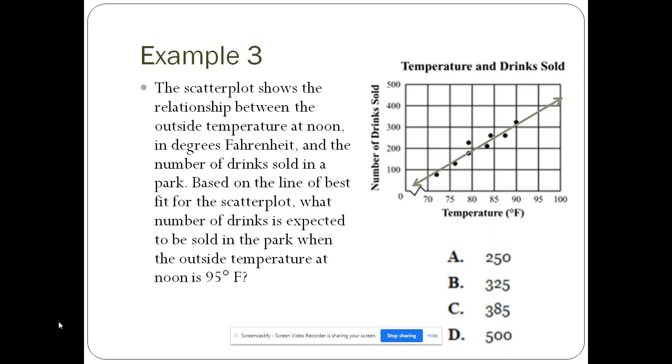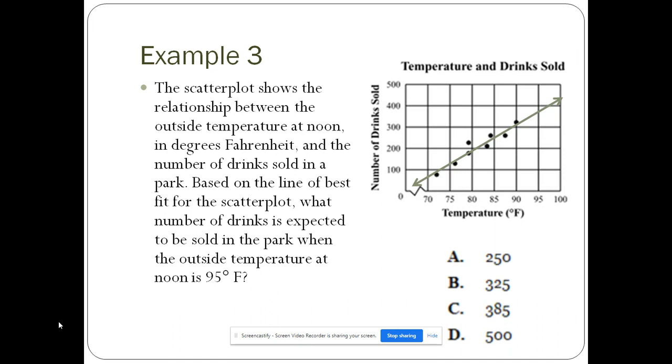All right, and then once you have that line, now you could come up with the slope and the y-intercept to help you come up with an equation of a line. But here, actually, everything is already kind of labeled for you. So in this problem, it's asking you, what number of drinks is expected to be sold in the park when the outside temperature at noon is 95 degrees Fahrenheit? So let's take a look.